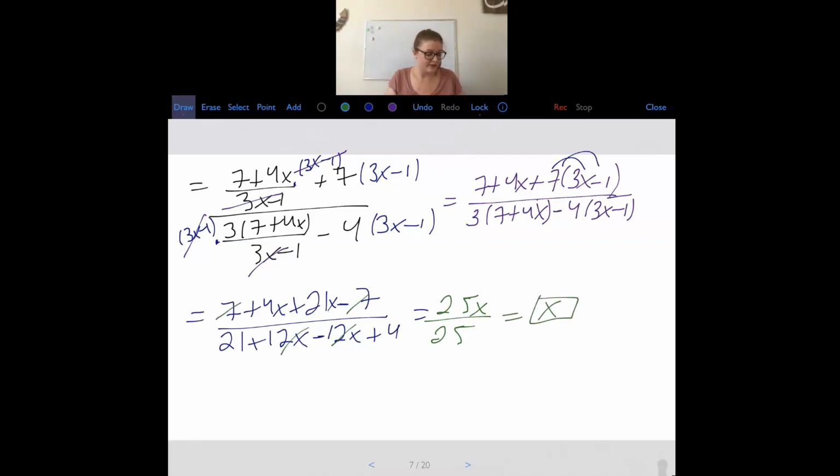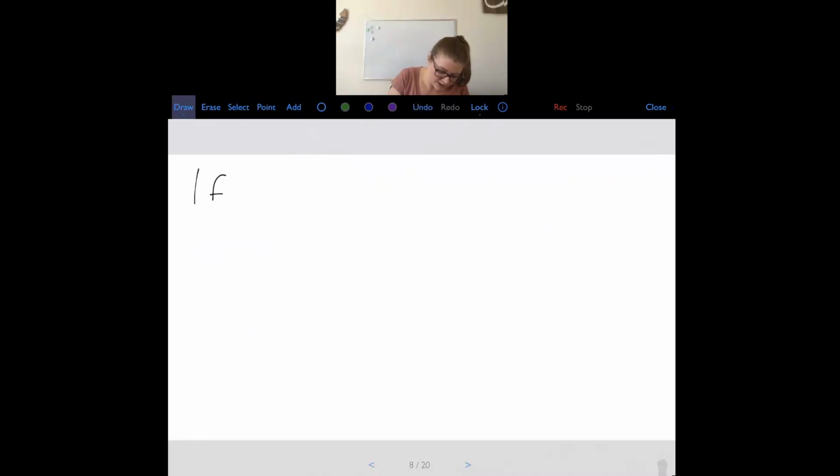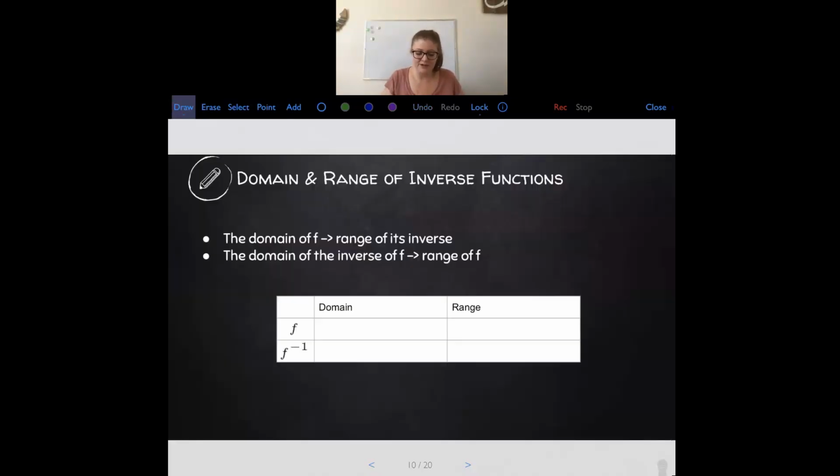Okay, so for this problem, I'm going to leave it to you to do the second part, which is f inverse of f of x. And as you're doing it, if you have any questions, concerns, let me know. It works very similarly to what we just did. But for the sake of time, I want to make sure that we are able to talk about domain and range and graphing.